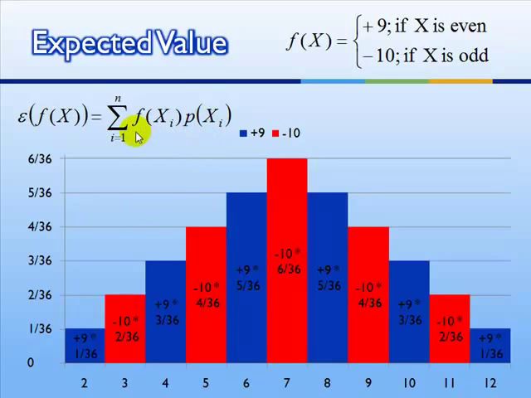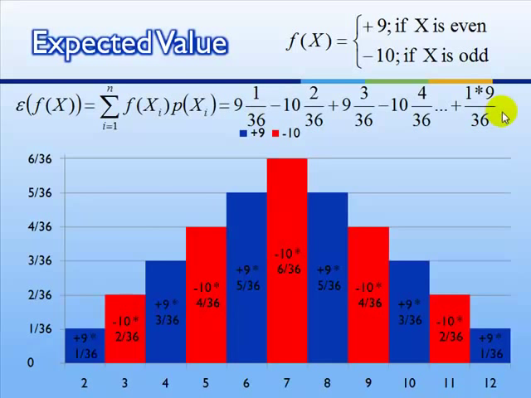When i equals 2, it means that the sum is 3. The outcome is negative 10. The probability is 2 divided by 36. We move all the way down the line until i equals 12, and then the outcome is plus 9, and the probability is 1 over 36. And then we add them all up. That's what this big sigma is telling us, to add everything.